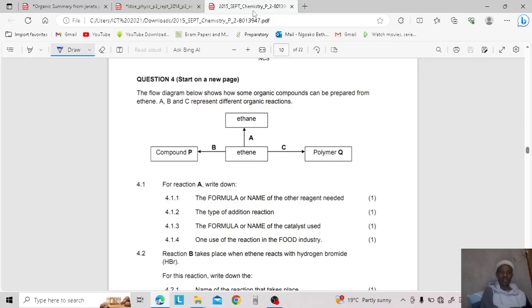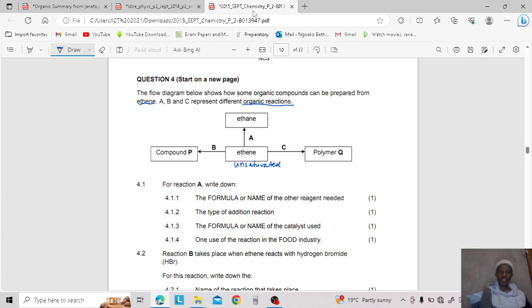Right, I'll level another question of organic reactions. They're saying the flow diagram below shows how some organic compounds can be prepared from ethene. So starting with an ethene, which is unsaturated. Saturated compound A, B, and C represent different organic reactions. So these are organic reactions that are going to take place.